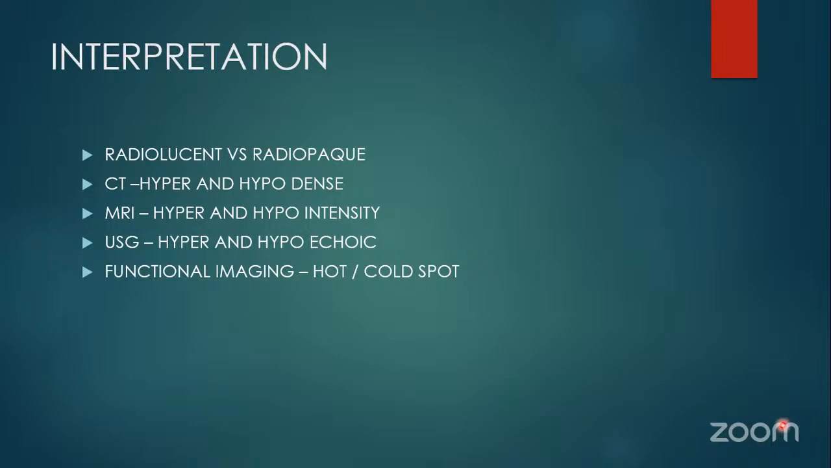See, mostly functional imaging is taken for ruling out the metastasis of cancers and all that. So whenever there is uptake of these contrast dyes by the tumor cells, those areas will be called hot spots and cold spots. Okay. So this is pertaining to the functional imaging techniques, your SPECT, PET, and all that.